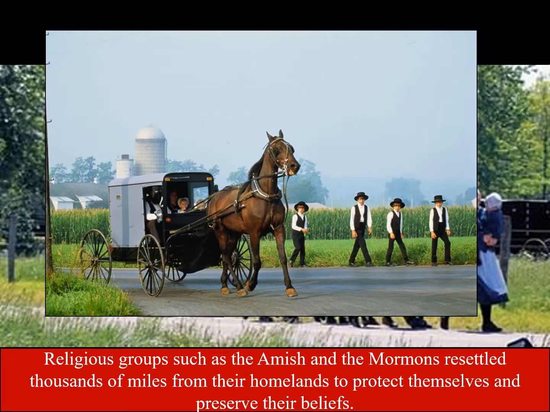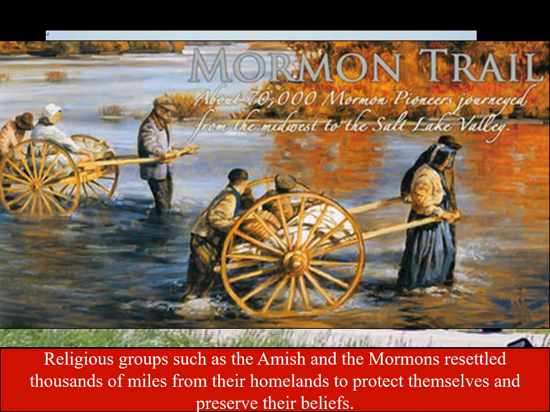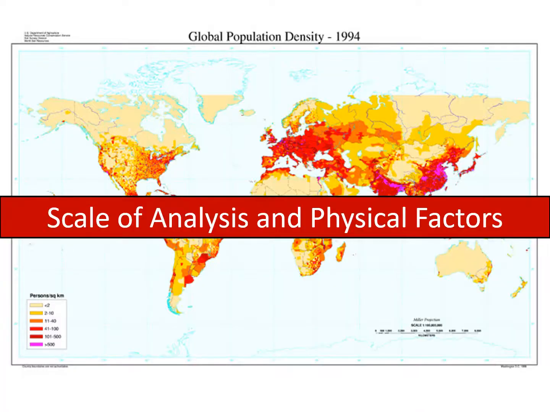The Amish purposely moved to Pennsylvania because of the religious freedom that that specific colony offered, and that's where the Amish still mainly live today. The Mormon Trail was the actual walk that these Mormon pioneers did from New York to Utah, specifically the area around Salt Lake City. Scale of analysis and physical factors.